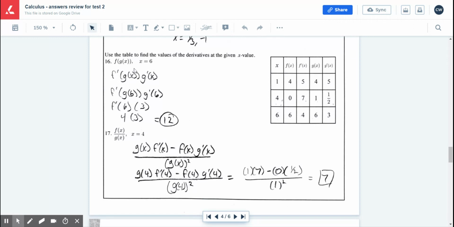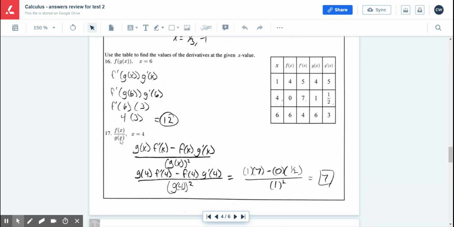16, use the table to find the values of the derivative at the given x value. So I've got a composite function here. So that means we need to do chain rule. Derivative of the outside, inside stays the same. Derivative of the inside. I plug in 6, so 6 goes there, 6 goes there. G of 6, so here's 6, there's G, so G of 6 is 6. So I took G of 6 out, I put 6 in its place. G prime of 6, here's 6, there's G prime, so that's why I put 3 in there. Now I need F prime of 6. So there's 6, there's F prime, so I put a 4 in there. 4 times 3 gives me 12.